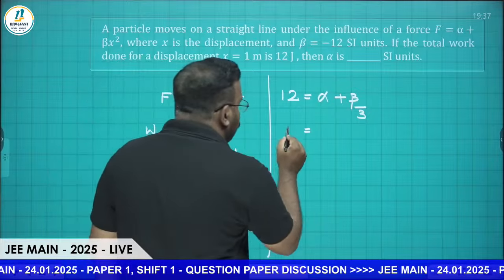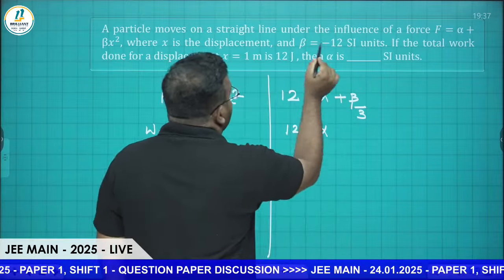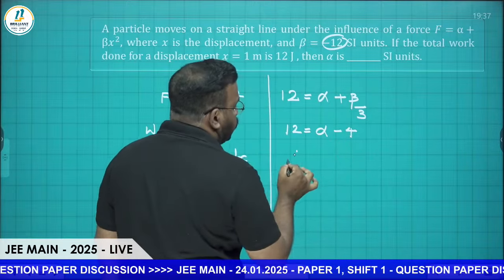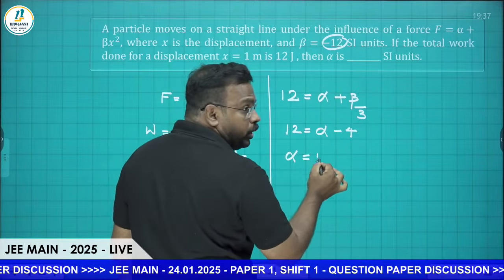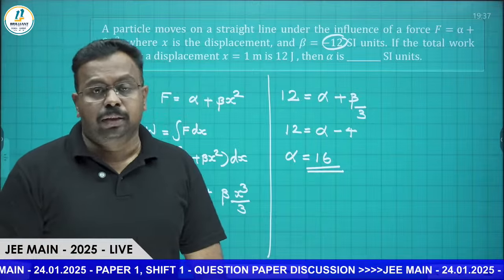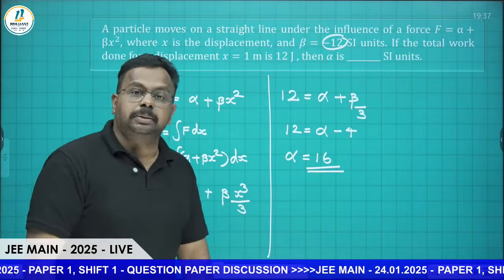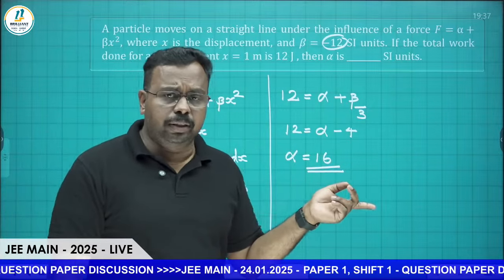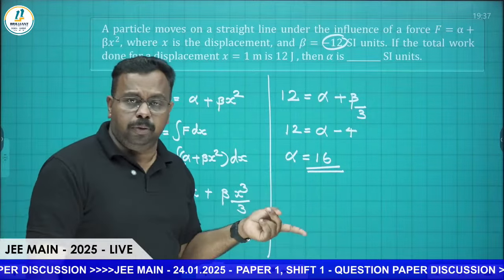Okay. So 12 is equal to alpha, beta value is given as minus 12. So alpha minus 4, we got the answer. Alpha is equal to 12 plus 4, the answer is 16. Alpha value 16 SI units. Easy question from work energy power chapter, work done by a variable force. Please note, and I think previous day also there was a question based on work done by a variable force.